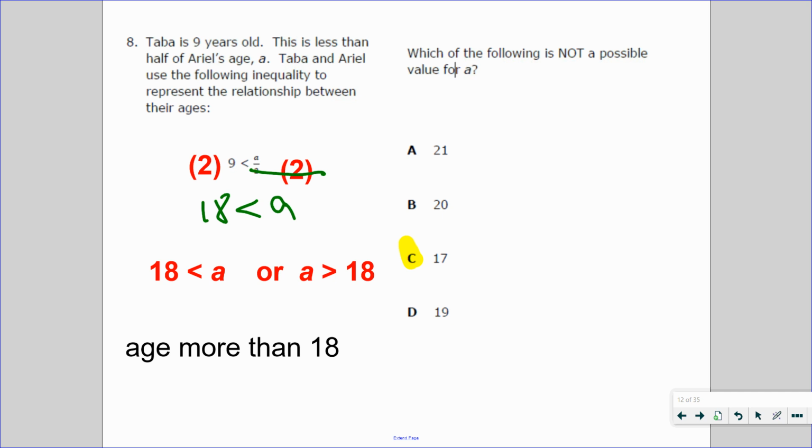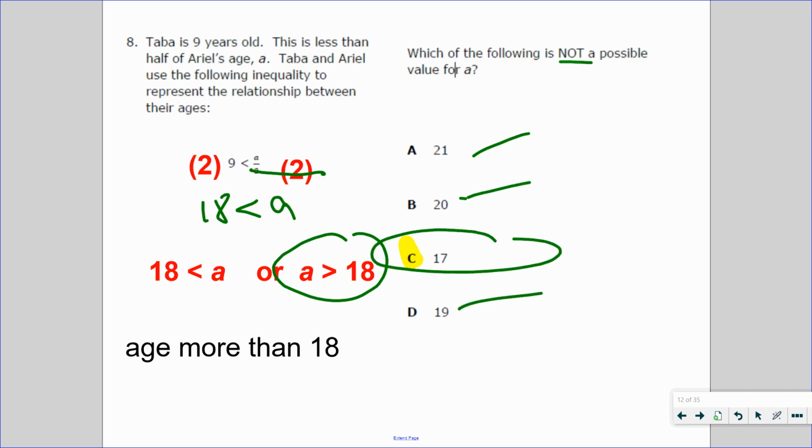So 18 is less than A. Another way to say it is A is more than 18. Name some numbers. Which of the following is not a possible answer? This is more than 18. That's more than 18. This is more than 18. This one is not more than 18. So 18 is less than this. So which number is not less than 18?